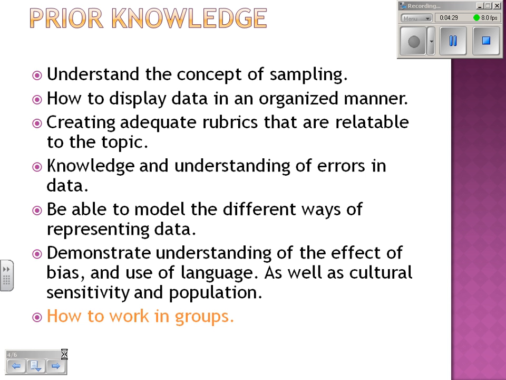With the prior knowledge the students would have before this lesson, it all remains the same. They would understand sampling, errors in data, representing data, and that kind of thing. But we just thought of something else they would also know, which is how to work in groups, or we hope they have a little higher knowledge of doing that as well.